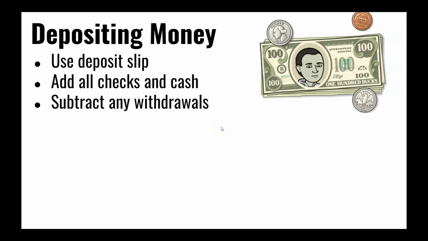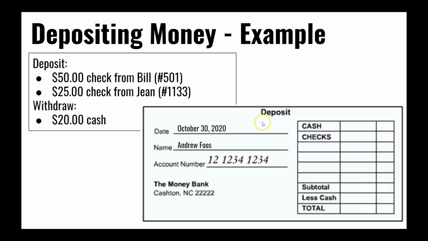And again, while they may all look a little different depending on what bank you use, they all basically follow the same process. In this case, you put the date, put your name, put your account number, and then this little section here to the right is where you're going to list any cash you've received and any checks that you have to deposit.